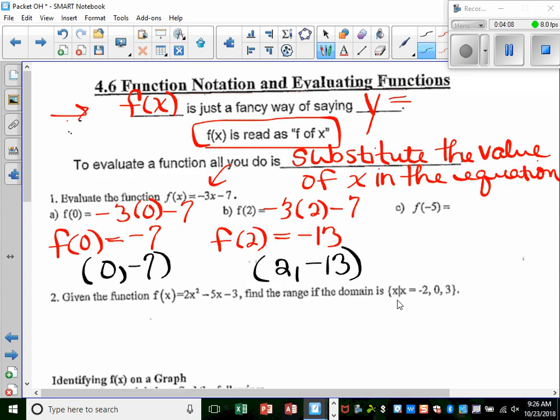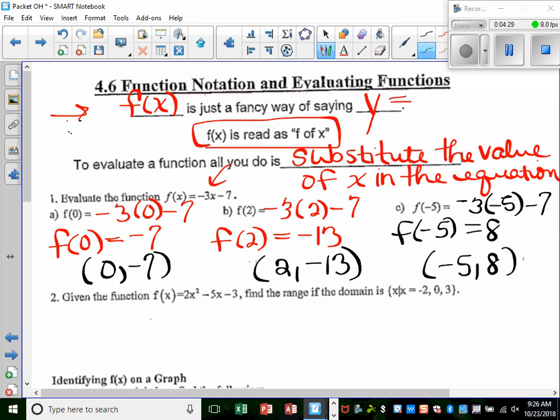So let's do the last one. So this will be negative 3 times negative 5 minus 7. So that's a positive 15 minus 7. So what will that give us? 8. Very good. So the coordinate would be negative 5, 8. Okay, so you could actually plot these as points. All right, let's take a look at number 2.